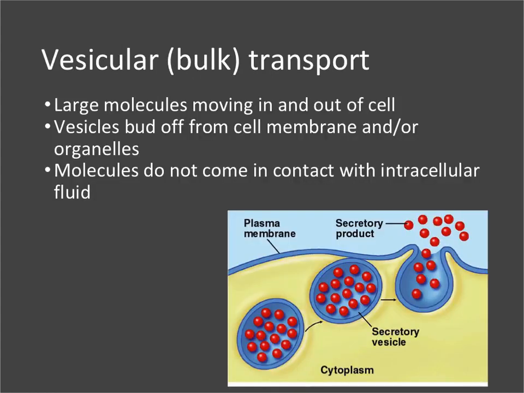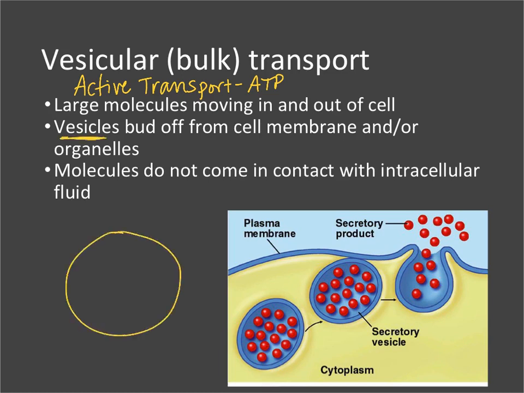Vesicular or bulk transport is a type of active transport. So remember that that means that we do have to have ATP in order for it to occur. And it involves the use of vesicles. And vesicles are basically like bubbles of the cell membrane. So part of the cell membrane can actually pinch in order to form a vesicle. So we can pinch in like that, and then it can bud off. And so you essentially end up with a phospholipid bilayer forming a bubble.